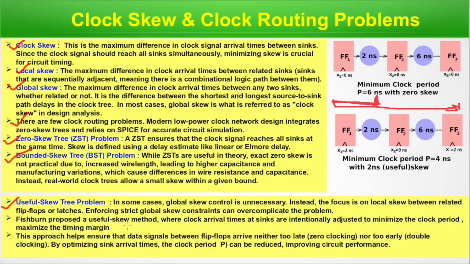Fishburn proposed a useful skew method where clock arrival times at sinks are intentionally adjusted to minimize the clock period and maximize the timing margin. This approach helps ensure that data signals between flip-flops arrive neither too late nor too early. By optimizing sink arrival times, the clock period P can be reduced, improving circuit performance.